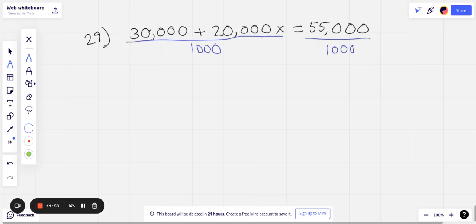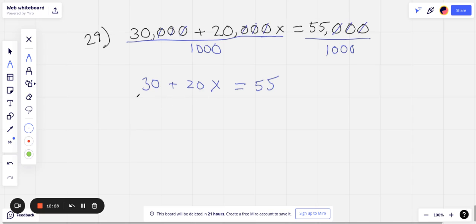So, 30,000 divided by 1,000 is 30. 20,000 divided by 1,000 is 20. X equals 55,000 divided by 1,000 is going to be 55. Okay, and I chose 1,000 because they all had 3 zeros that I wanted to knock off. And 1,000 has 3 zeros in it, so that is a good way to count how many zeros you need.